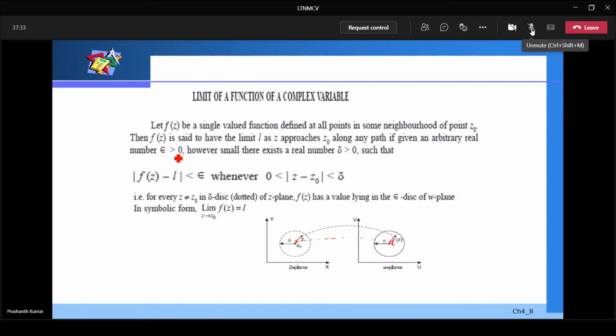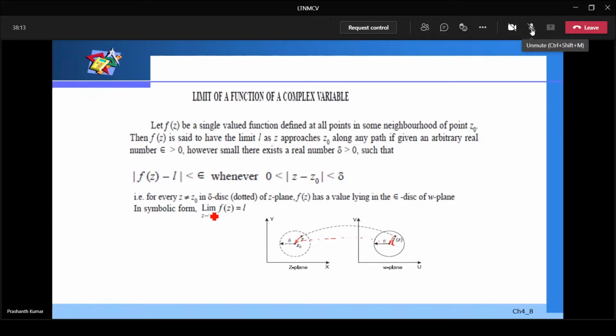Arbitrary real number epsilon greater than 0, however small, there exists a real number delta greater than 0 such that modulus of f of z minus L is less than epsilon whenever 0 less than mod z minus z0 less than delta. For every z not equal to z0 in the delta disk, dotted, of the Z plane, f of z has a value lying in the epsilon disk of the W plane.